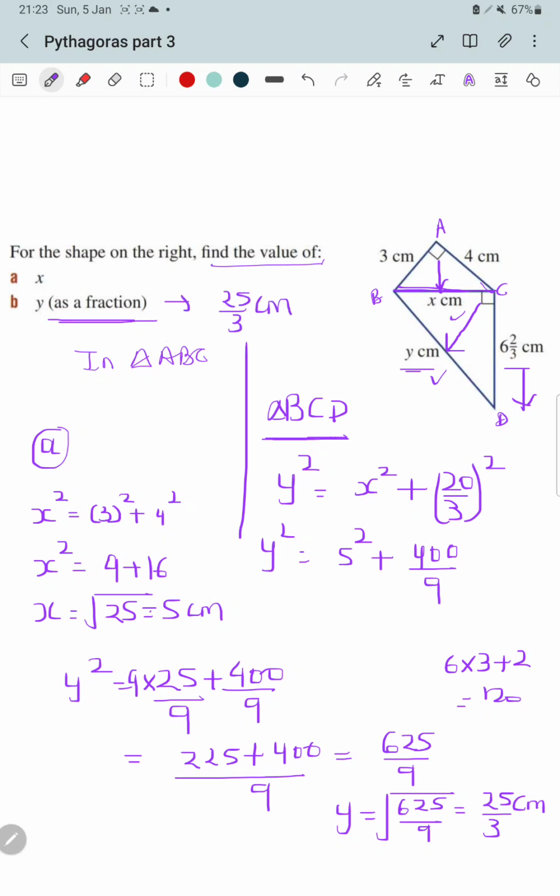But because this is an improper fraction, the answer should be in terms of a mixed number. So it will be 8 wholes and 1/3 centimeters. I hope these two questions are clear.